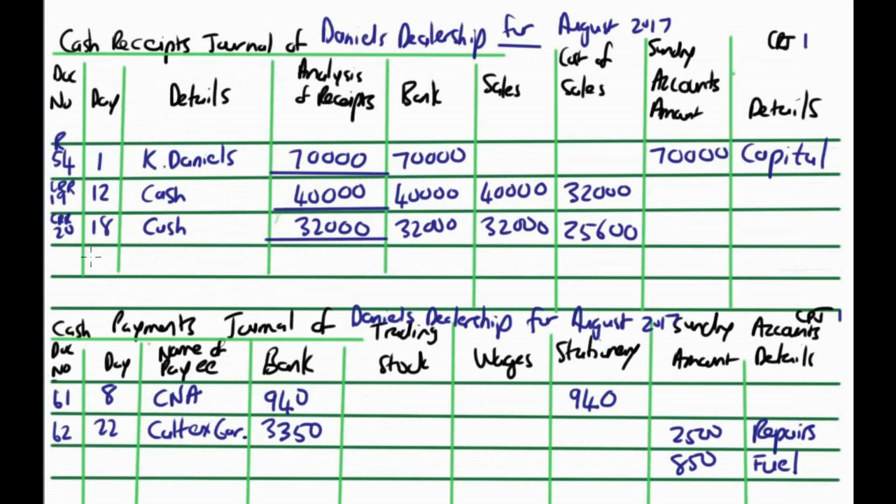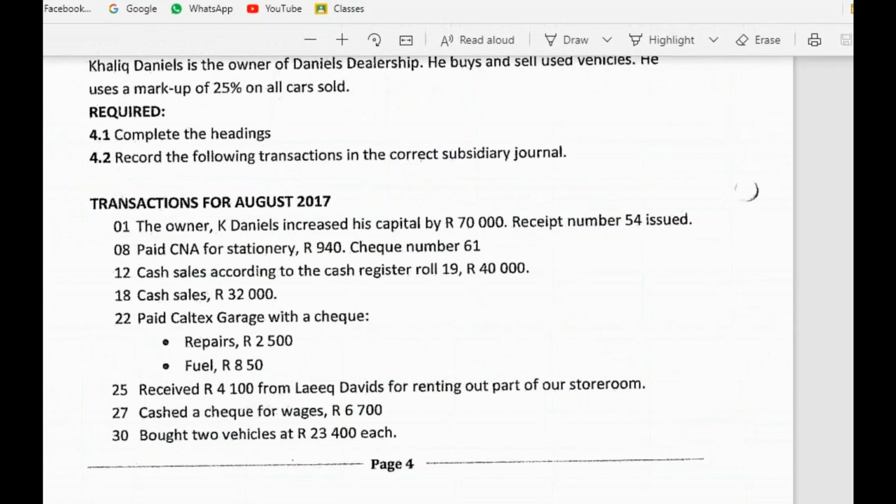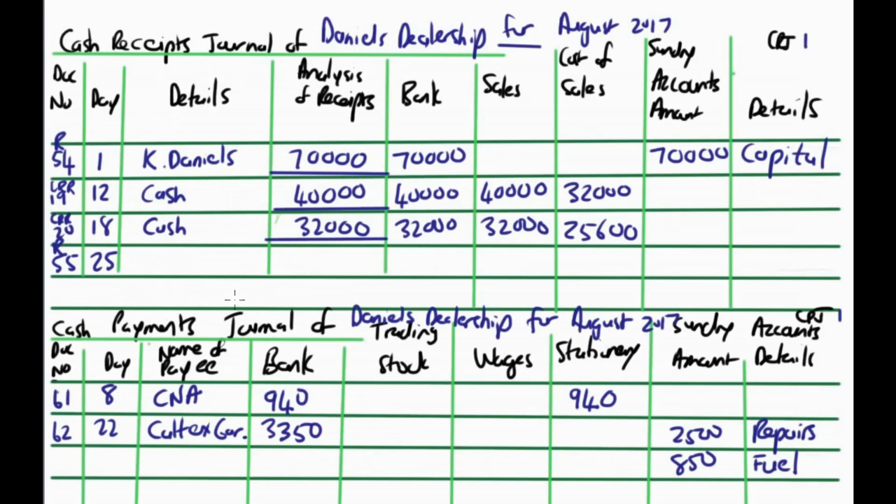Now notice something, guys. Your last receipt was number 54. So this isn't a cash register roll. The cash register roll is that roll that you have in the till. But in this case, it was a receipt that we would have given the person, our tenant, that was renting out part of our storeroom. So the name of that particular tenant was Laika Davids, right? So we received it from Laika.